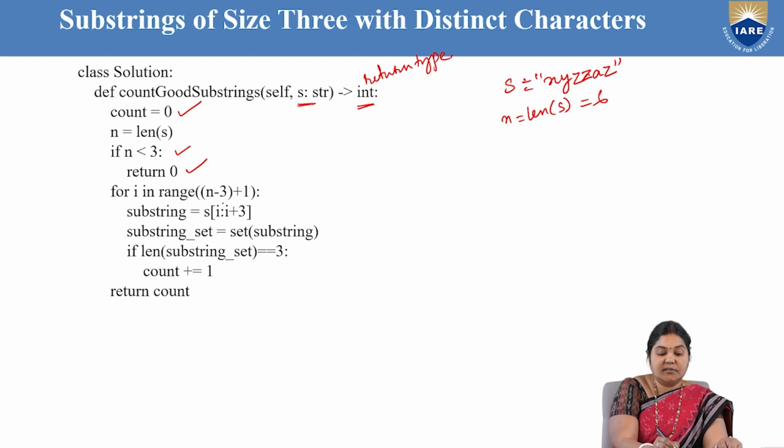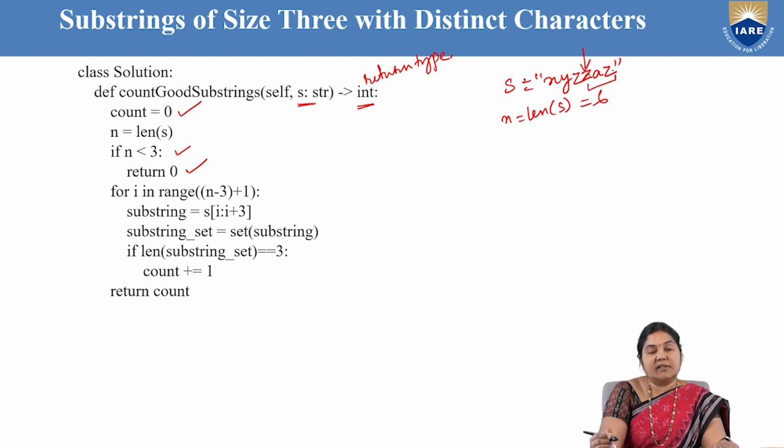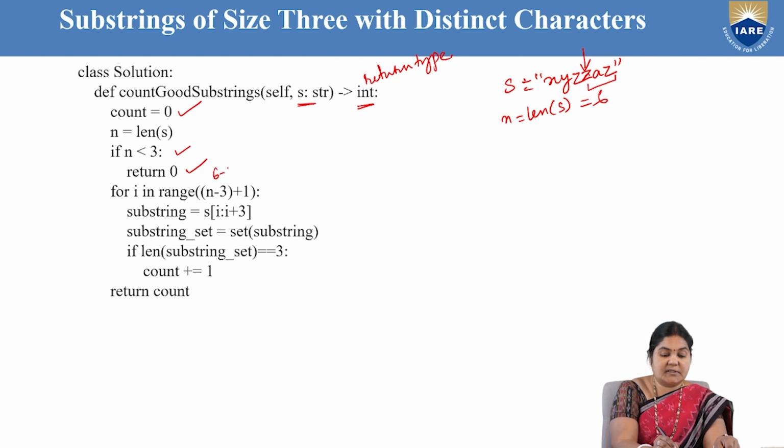For i in range of n minus 3 plus 1. Why is n minus 3 given? Because when the pointer reaches here, the last substring is possible. So, total length minus 3 is where we have to run our loop, plus 1 because the range stops before the last value. So, what is the value of n? The length is 6. 6 minus 3 plus 1 is 4 times.